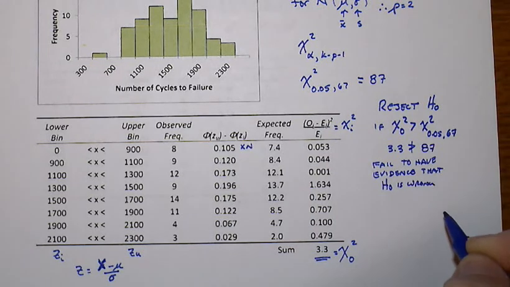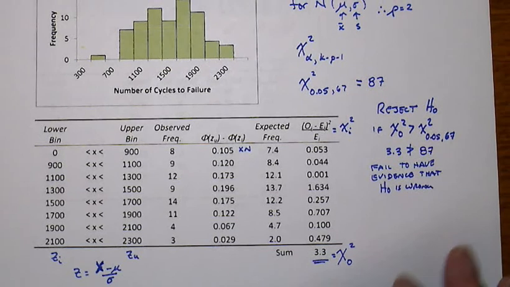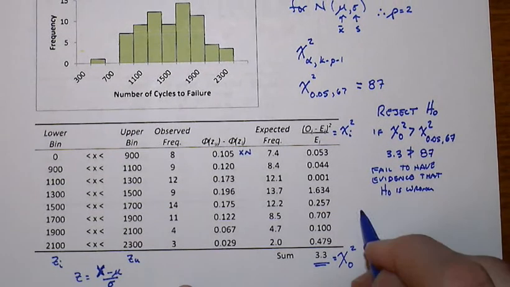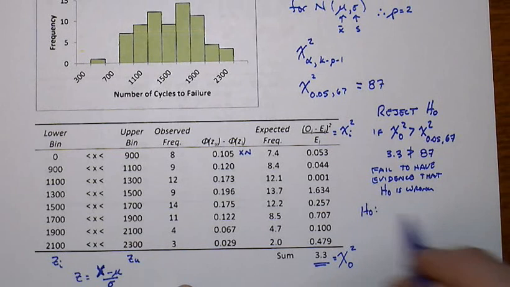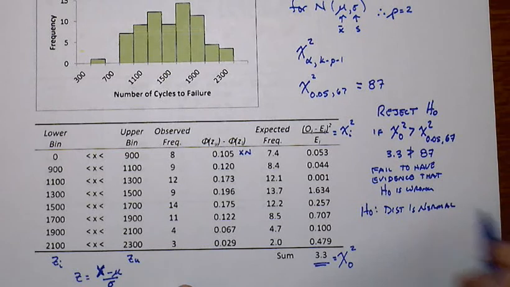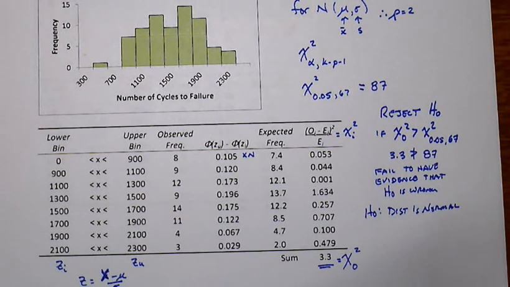Right? And, well, gee, what was H naught? Well, that was sort of implicit here that we were testing to see that the underlying distribution is normal. And so really what we've seen is that this data set is consistent with that.